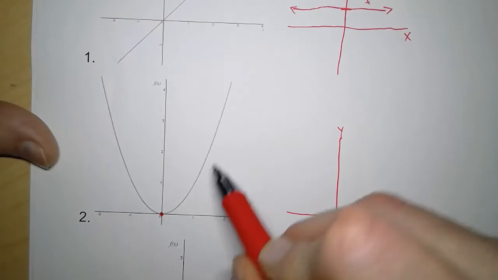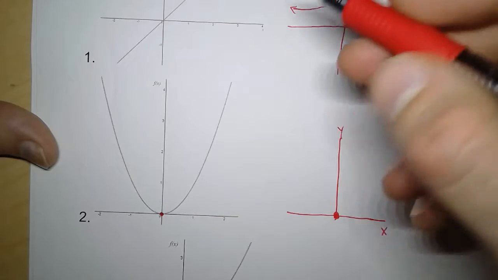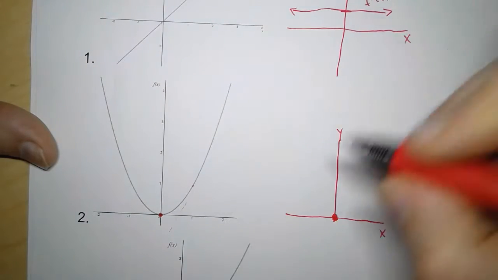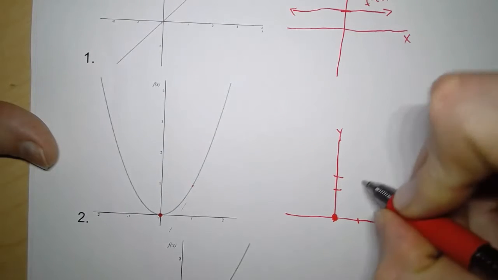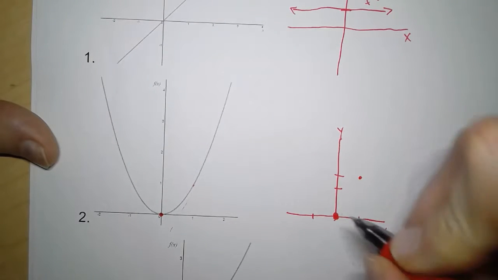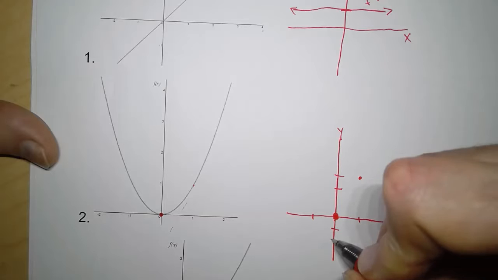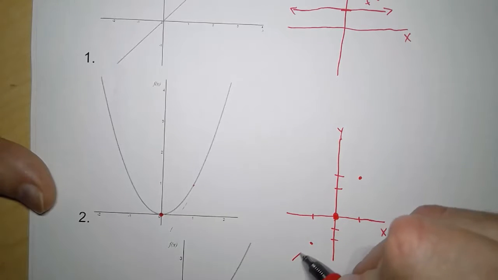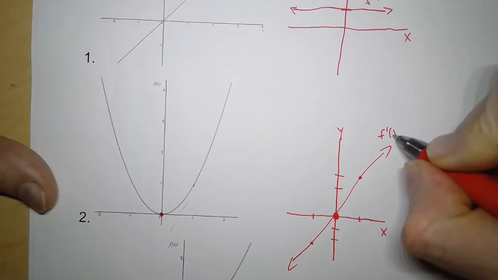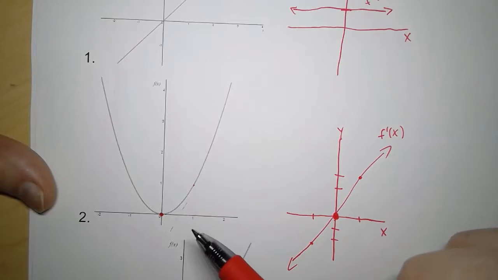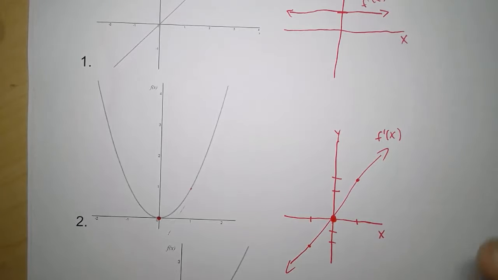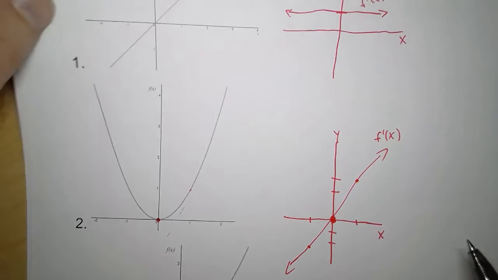Now off to this side, the slope is positive. So here, if I were to estimate, this has about a slope of 2 at x equals 1. And so at x equals -1, because this is symmetric, this should have a slope of -2. And so what we have here is an f prime graph that looks linear. And if we think about a quadratic, its derivative would be a line. So that's what f prime is going to look like for number 2.